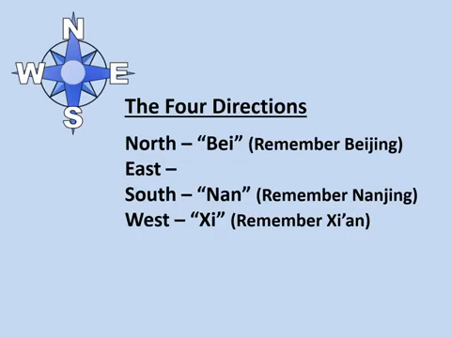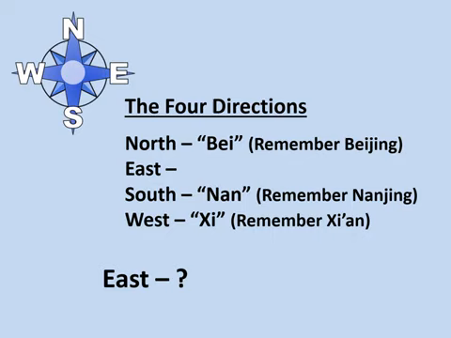We can use the names of these cities to remember 3 of the 4 compass points. 北京 literally means north capital. So to remember 北, remember 北京. 南京 means south capital. Think of 南京 to remember that south is 南. 西安 means western peace. Remember it to know that 西 means west.